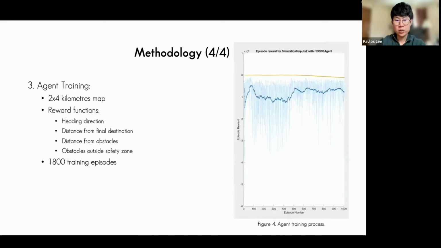For the training process of the agent, various reward functions were developed, such as the reward for heading, a reward for the distance from the final destination, and a reward for keeping the obstacles out of the safety zone. An approximate of 1,800 training episodes were required until a good convergence of the training process was noted.